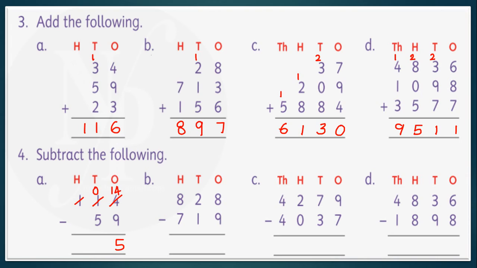Again we need to regroup. So this will become 0 now, 0 hundreds. And when we borrow 100 to the tens place, so it can be written as 10 tens.